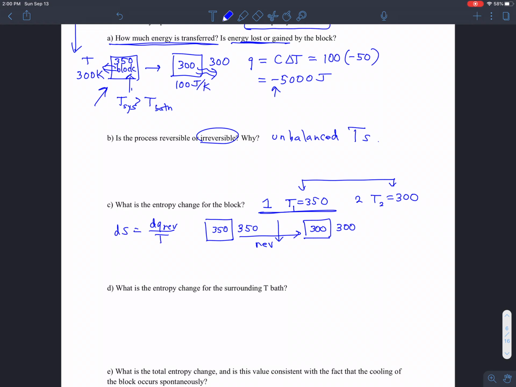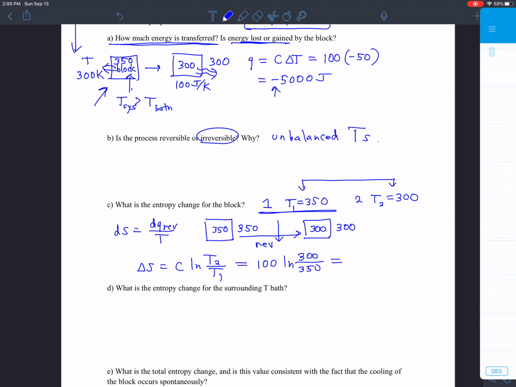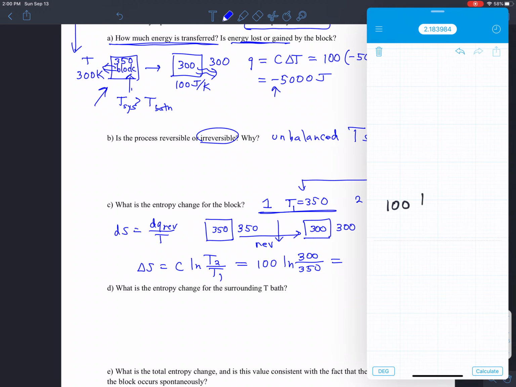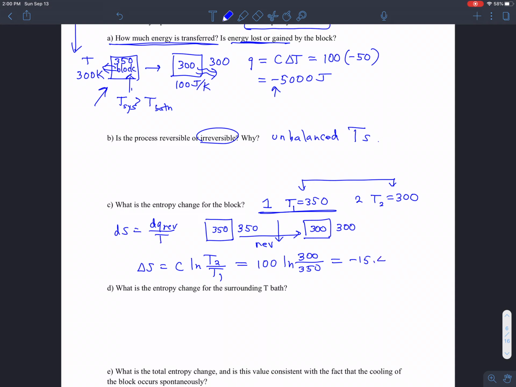For that kind of process, delta S is equal to the heat capacity times the logarithm of the ratio of the two temperatures, T2 over T1. And so that's equal to 100 joules per K times the log of 300 over 350, right? The final temperature is 300, the initial temperature is 350. That is equal to 100 log 300 over 350, and that is equal to minus 15.42 joules per K.